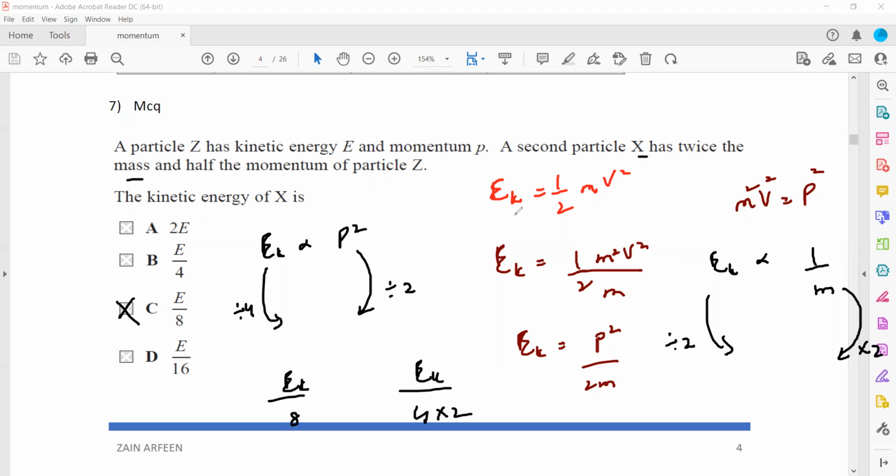So the relation between momentum and kinetic energy is that kinetic energy is proportional to momentum square, and kinetic energy is inversely proportional to the mass of the particle. This is the formula which relates kinetic energy, momentum, and mass of the particle. Is this one clear?